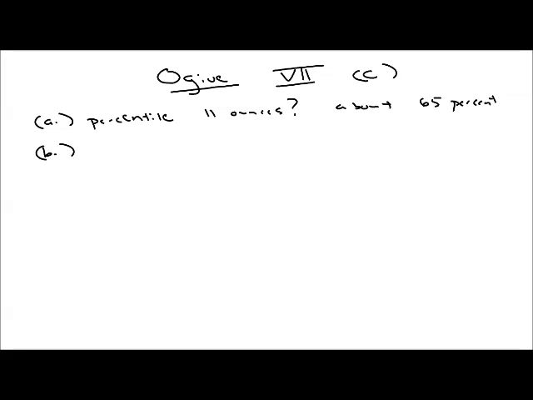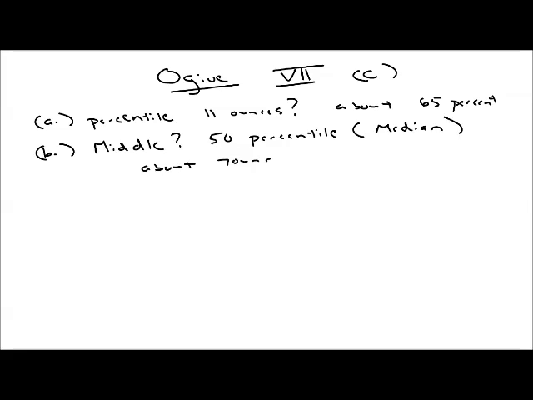Part B. What number is in the middle? Middle number is 50 percentile. It's also called the median. So you go to the y-axis, go to 50%, then go across to the right and down, and you get about 7 ounces.